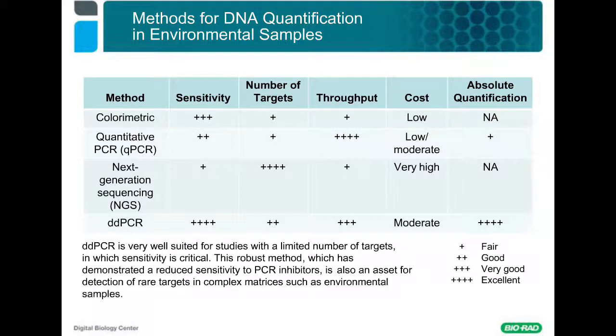The cost is relatively moderate, especially taking into account the reduced number of replicates that one needs. And finally, it is the only method that really provides absolute quantification of the nucleic acids in the samples. This robust method has also demonstrated a reduced sensitivity to PCR inhibitors, and this is a great asset to the detection of rare targets in complex matrices, especially the ones that you can find in environmental samples.